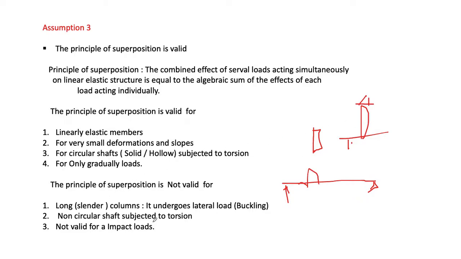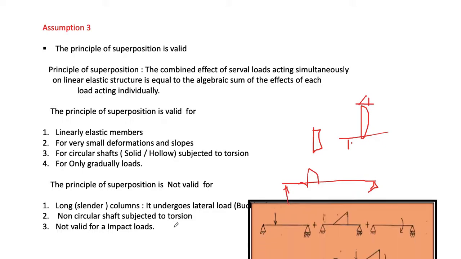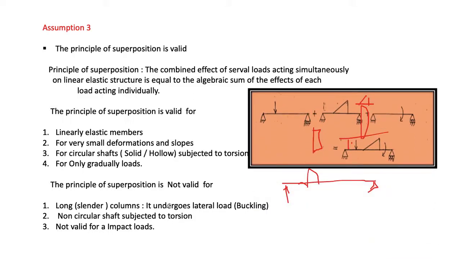Superposition is also not valid for non-circular shafts subjected to torsion, or for impact loads. I'm showing the figure: this is a point load with rollers, this is a uniformly varying load, and this is a moment. With all these supports, the loads are considered individually, not combined in one line only. That is the principle of superposition.